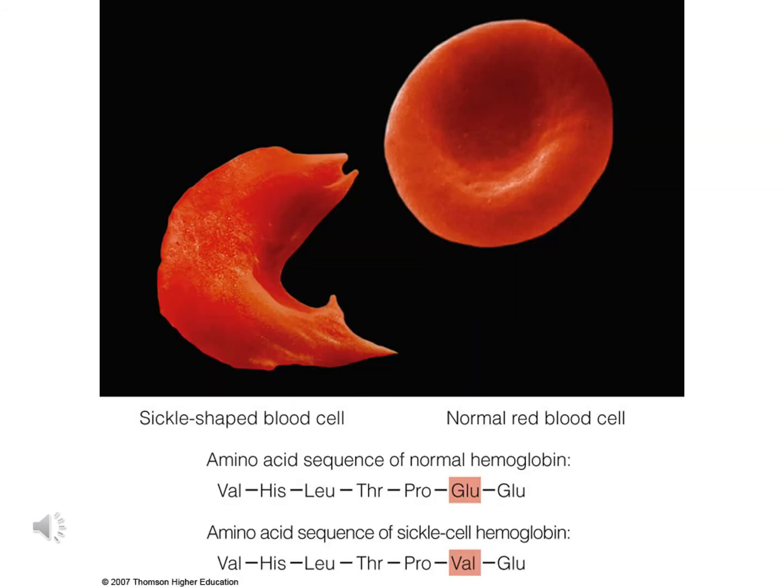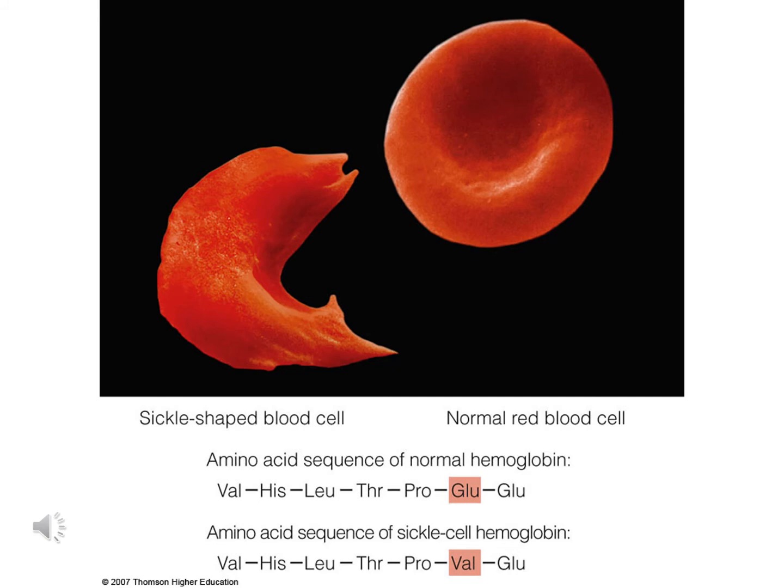If we look at the amino acid sequencing of a normal red blood cell versus a sickle cell, what you'll see is that there is just one amino acid which is out of order. The normal hemoglobin sequence includes valine, histidine, leucine, threonine, proline, glutamic acid, and glutamic acid. The amino acid sequence of sickle cell hemoglobin is the same, with the exception of in the place of where glutamic acid should be, valine is now sequenced.